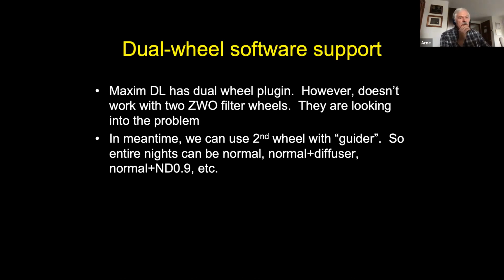In the meantime, what we're doing is MaximDL allows you to put a filter wheel on the guider. And so we set up the guider without a camera, but with a filter wheel. And that way we can control both wheels. You just have to do it manually, which means right now, entire nights have to be set up one way or another. So you either are running normally, or you have a night with the diffuser, or you have a night with the neutral density filter.